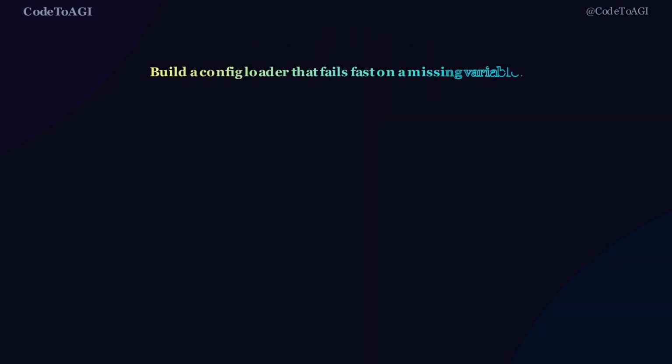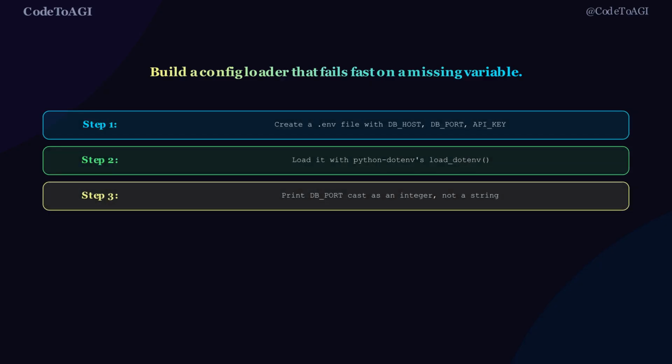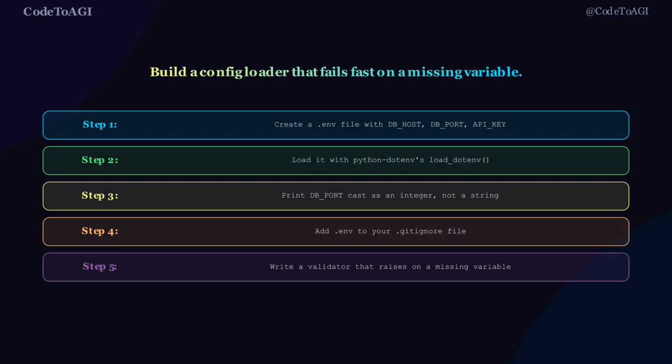Your challenge. Step 1, create a .env file with DB_HOST, DB_PORT, and API_KEY. Step 2, load it using python-dotenv's load_dotenv function. Step 3, print DB_PORT cast as an integer, not a string.